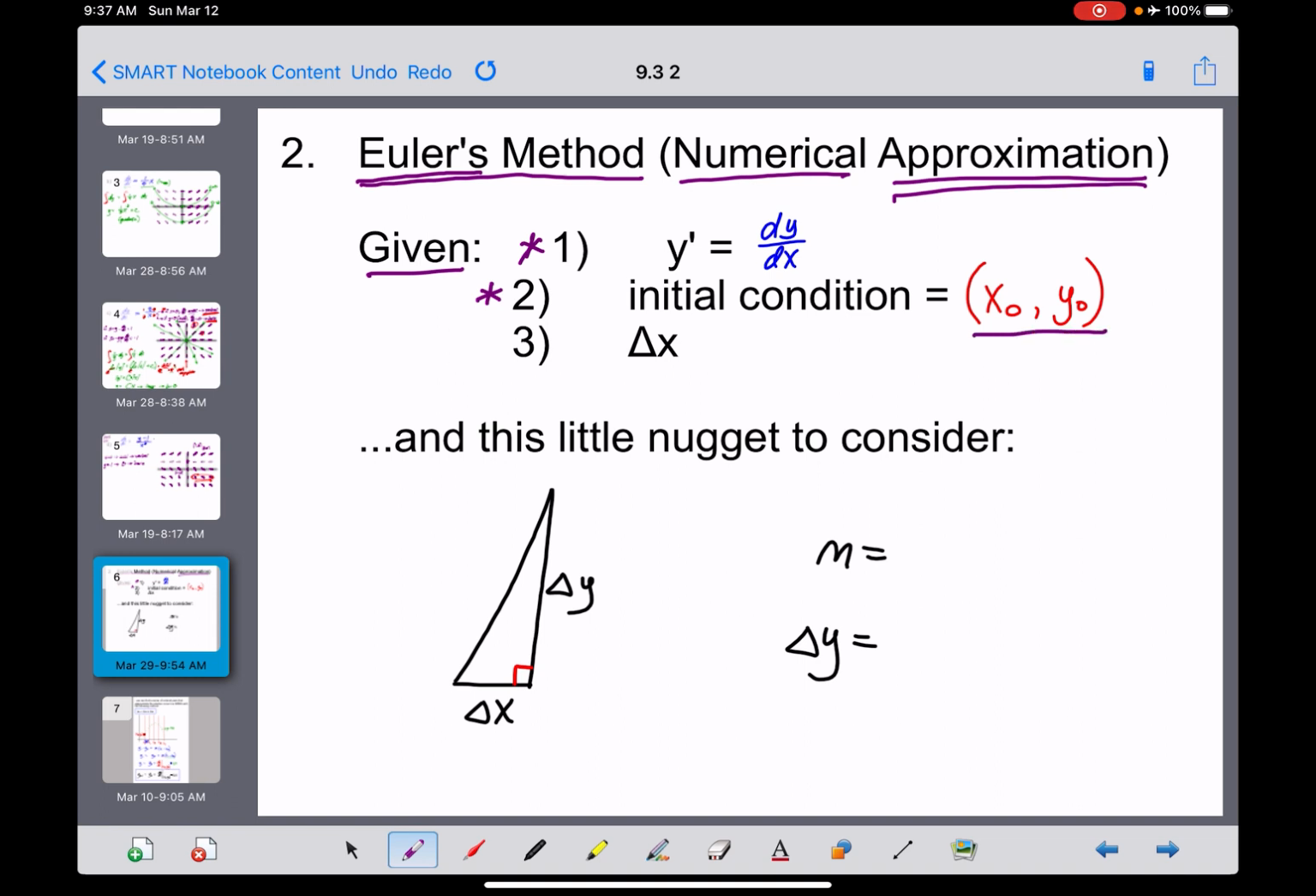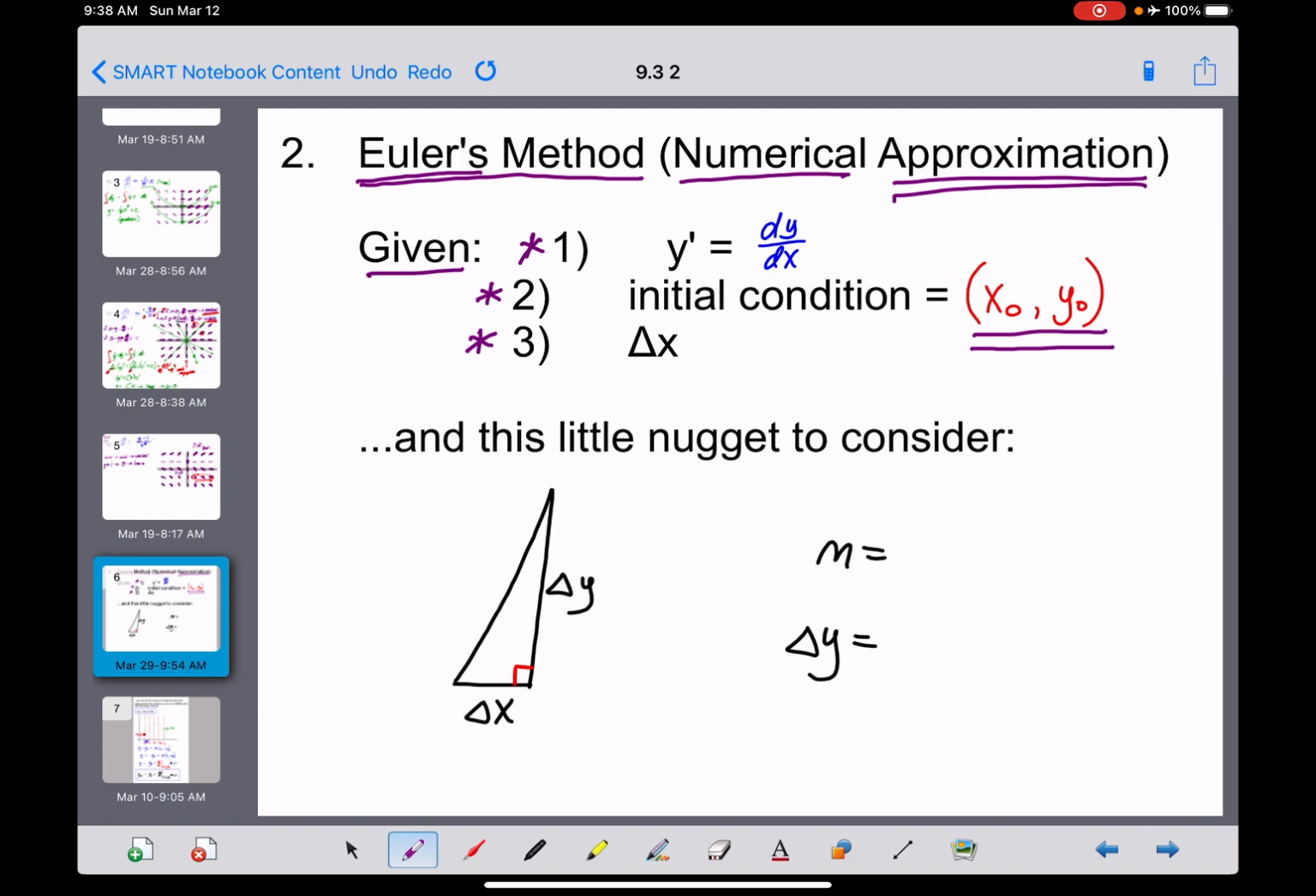x naught, y naught is what we're going to call that ordered pair. And this is going to be very similar to the initial conditions we were given to solve initial value problems back in section 9.1. And the third thing you're going to get, now that's different, we haven't seen this before, is a value of delta x. And of course, if you remember, guys, delta x just means the change in x. So basically, we're going to be starting from a particular point, and we're going to be finding a delta x and a delta y in order to get to our second point.